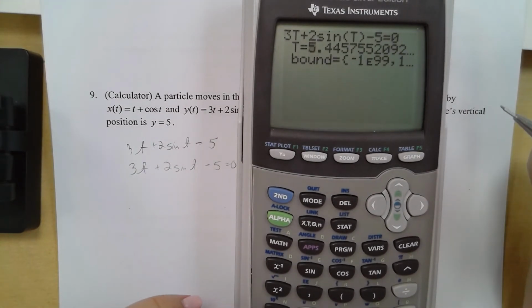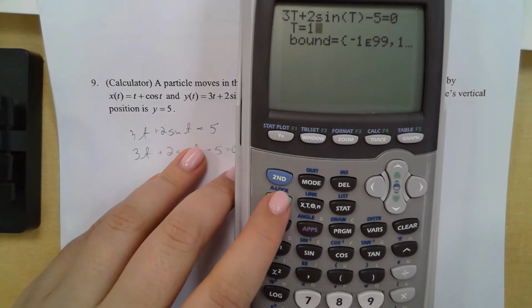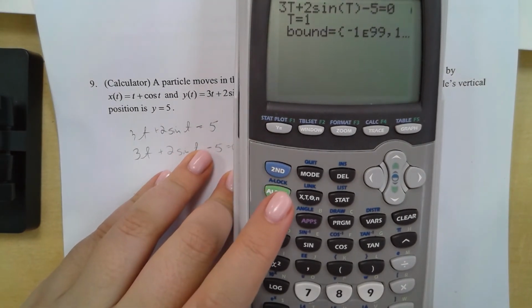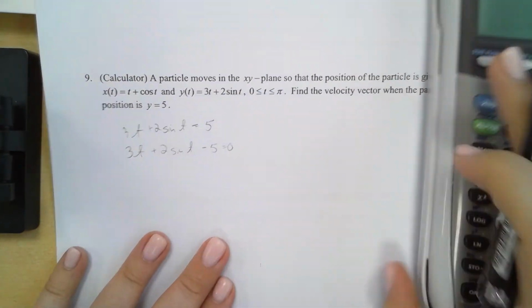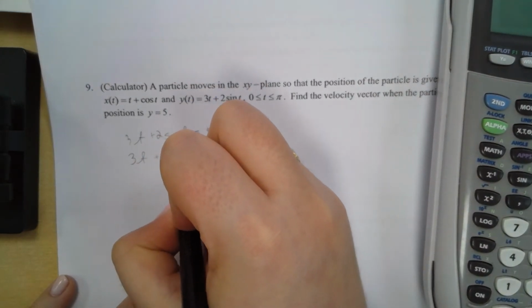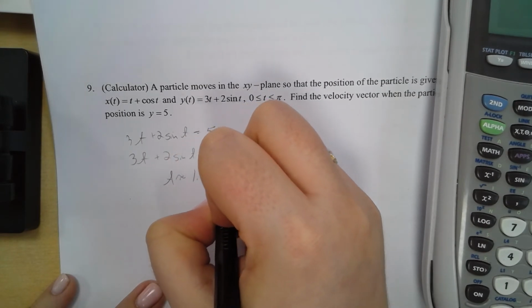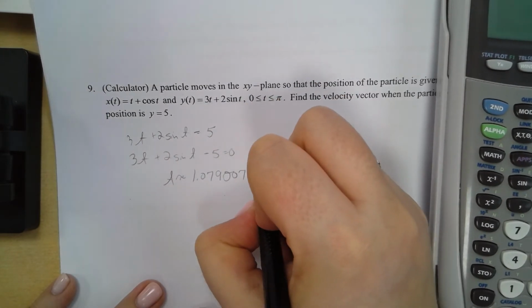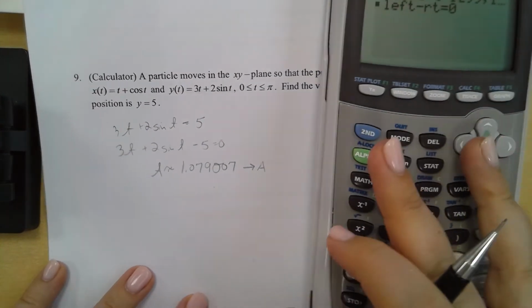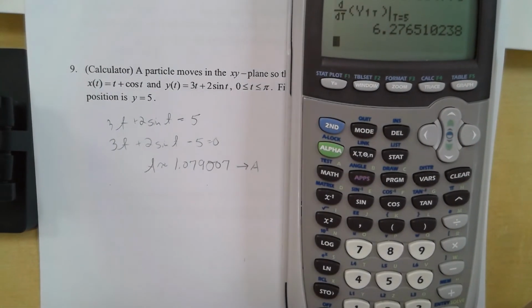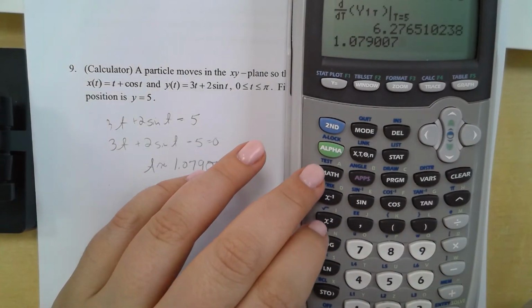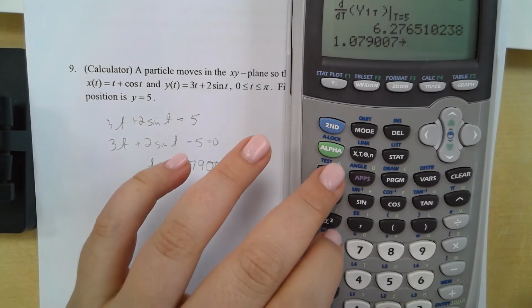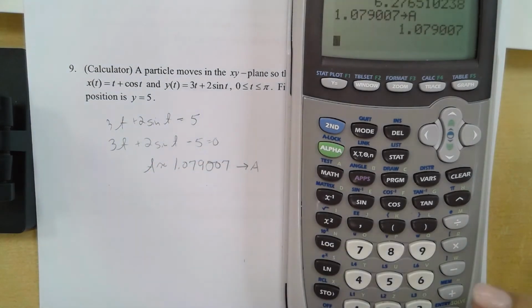And I'm just going to put in 1 and then hit alpha solve. And I get 1.079. So t is approximately 1.079007. And I'm going to store that as a. Okay? So I don't actually know how to store it from that screen, so I always just have to type it in. So I store that as alpha a.